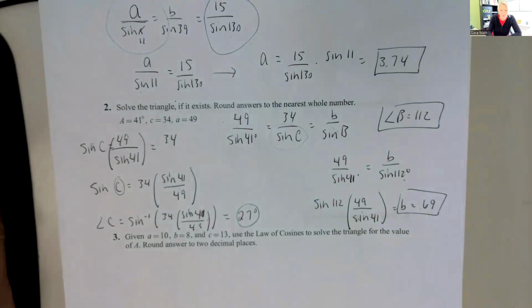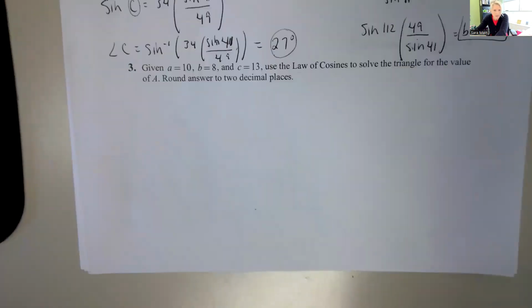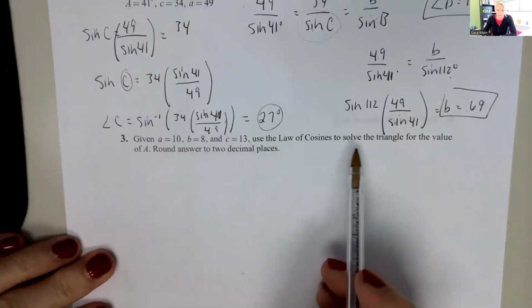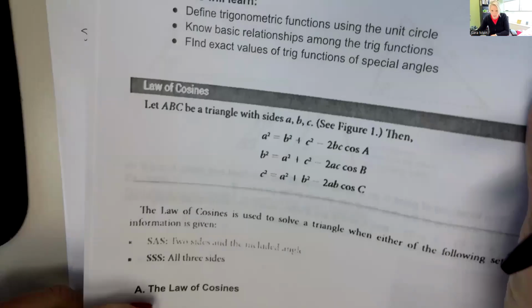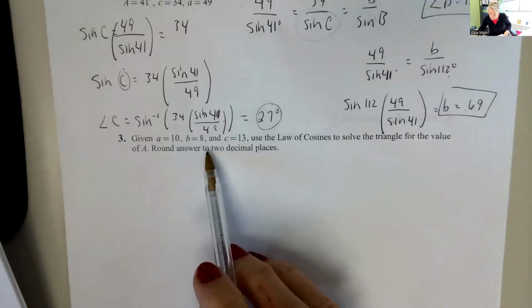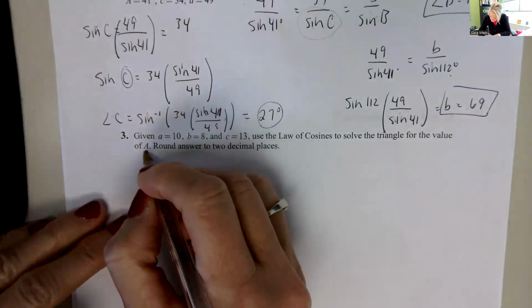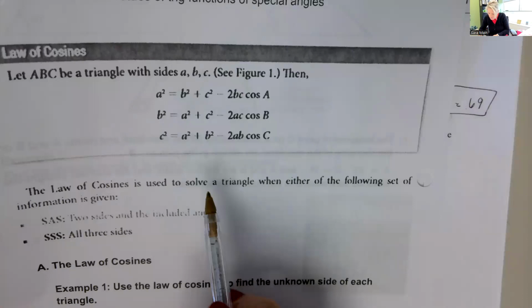Excellent. Okay. Question number 3. Given the three sides, A, B, and C, use the law of cosines to solve the triangle for the value of A. So I'm going to lesson 7.2, and my law of cosines is right here, and I know all three sides. And I just want to find the angle A. Okay. So I'm finding angle A.